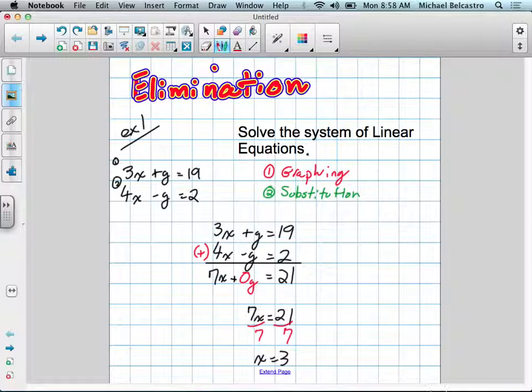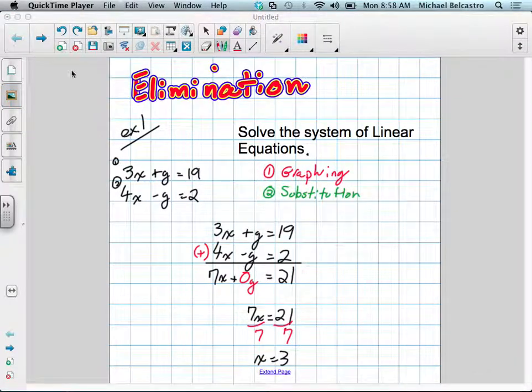Since we're on this example, how long has this been? 4 minutes?